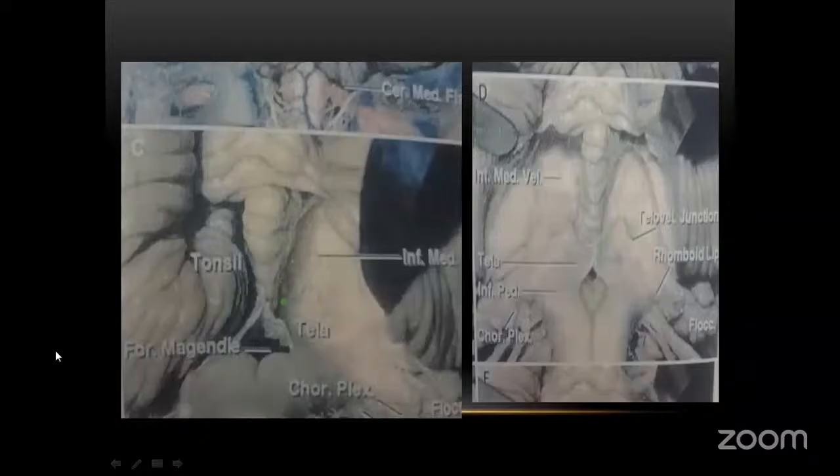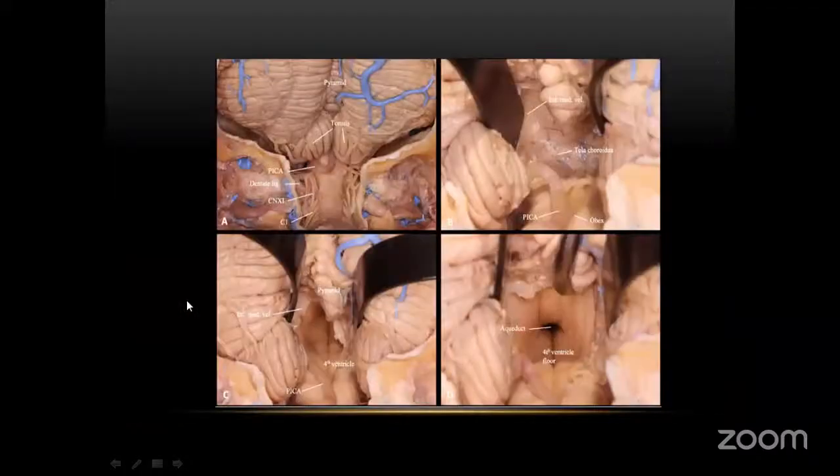Is that clear? Yes, sir. So this is the cadaveric picture of the same anatomy we have done. The tonsils, we have to retract these tonsils. This is the PICA, and this is the 9th cranial nerve. This is C1, the root of the C1 above here with 12, and this is the dentate ligament. In the far lateral approach, we have to retract this dentate ligament.